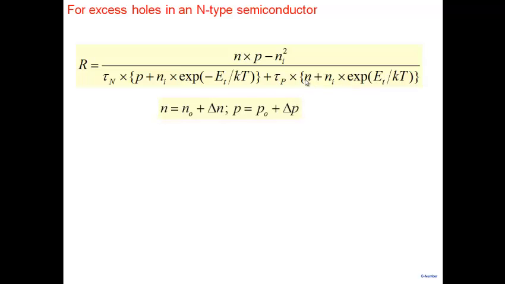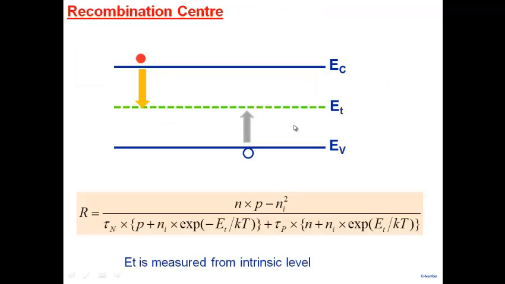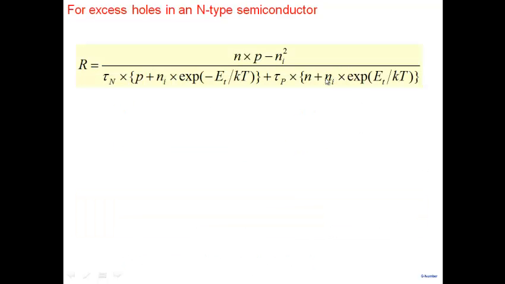The other thing is that defects which cause efficient recombination are the ones which are close to the middle. Which means ET, which is measured from EI, is almost equal to 0. Those are the defects which are very efficient recombination centers. So if it is 0, this term is simply ni, and this term is simply ni. Then ni will be much smaller than n, so I can forget about this term also.